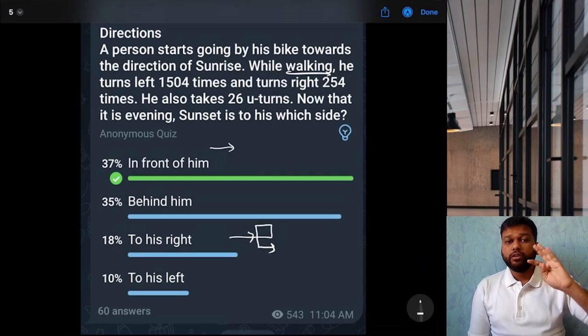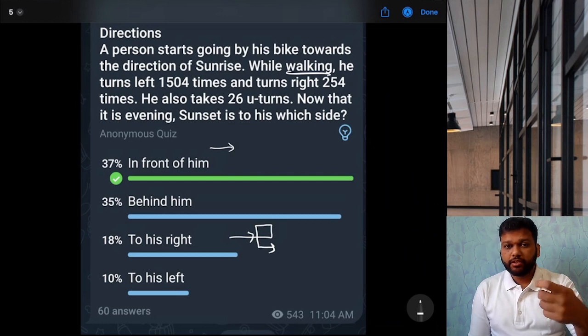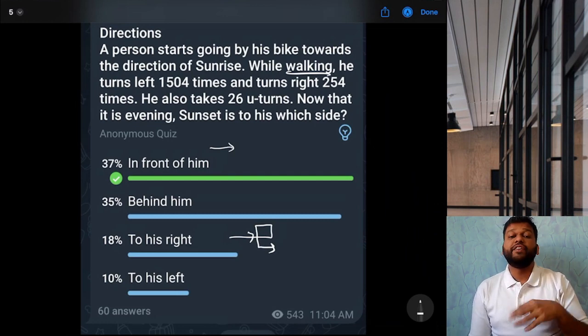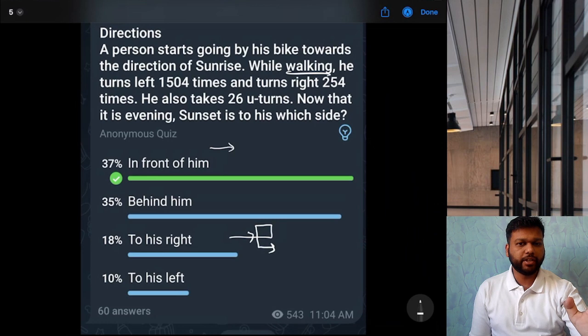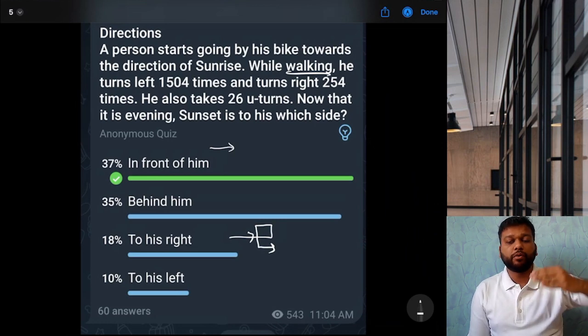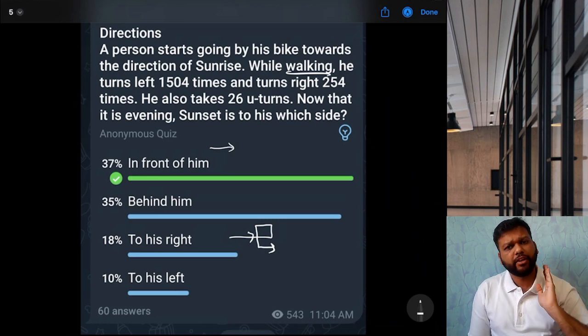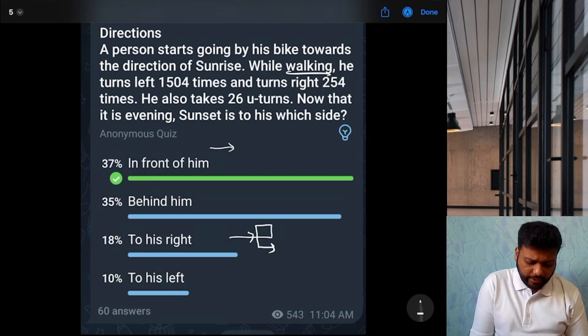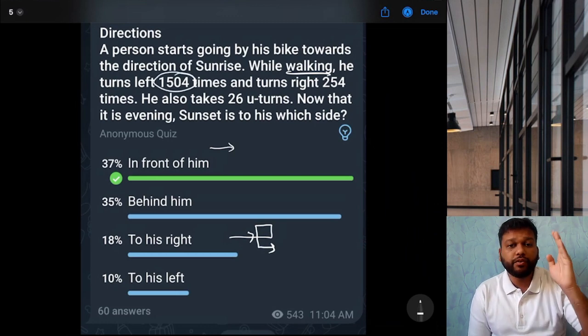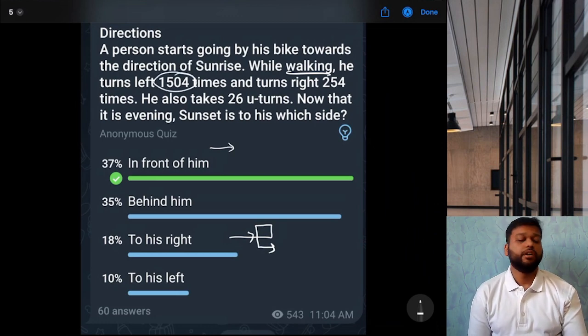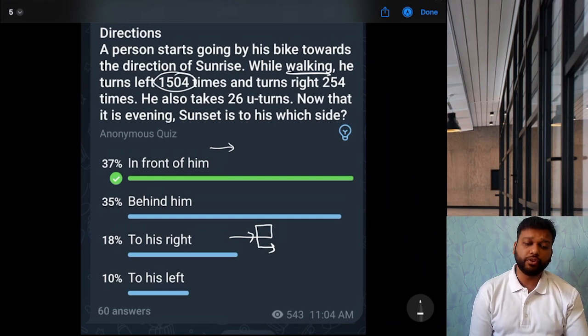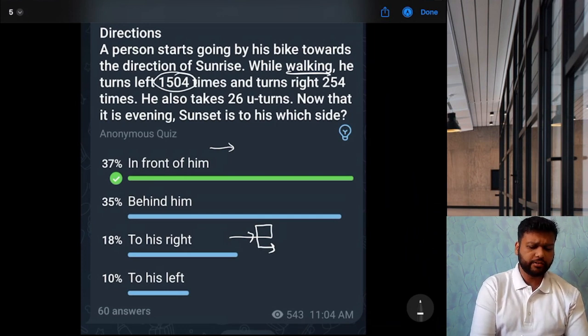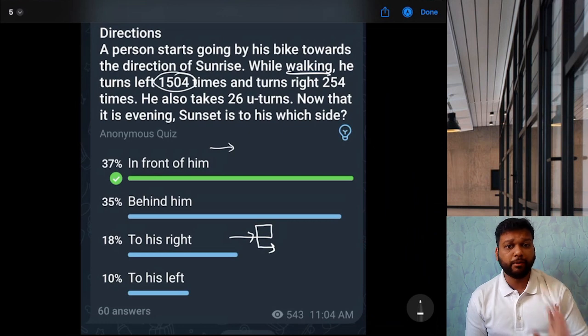So if he turns 4 times, he will be in the same direction. If he turns 8 times, again he will be in the same direction. So any multiple of 4, 4, 8, 12, 16, whatever, he will be in the same direction. So let's see, is 1504 divisible by 4? Let's check. If you check on calculator, 1504 divided by 4, then it is 376. That means it is divisible by 4.